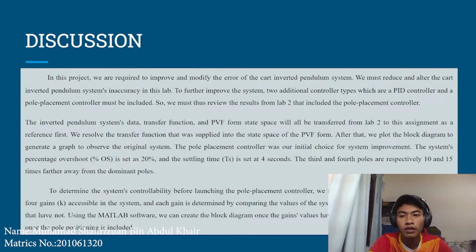The inverted pendulum system data, transfer function and PVF form state space will all be transferred from lab 2 to this assignment as a reference. First, we resolve the transfer function that was supplied into the state space of the PVF form. After that, we plot the block diagram to generate a graph to observe the original system.